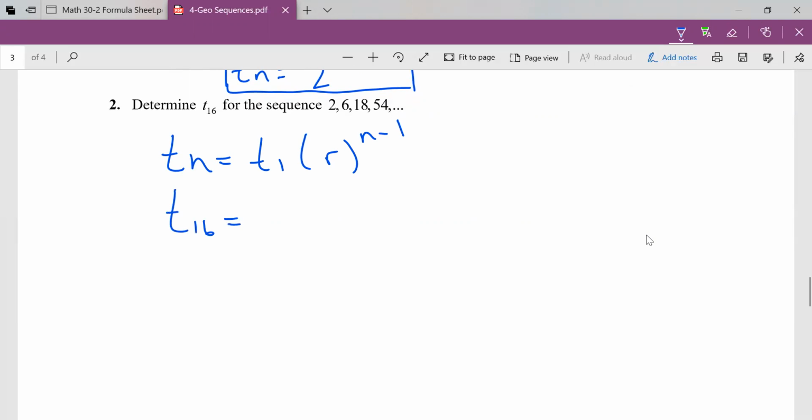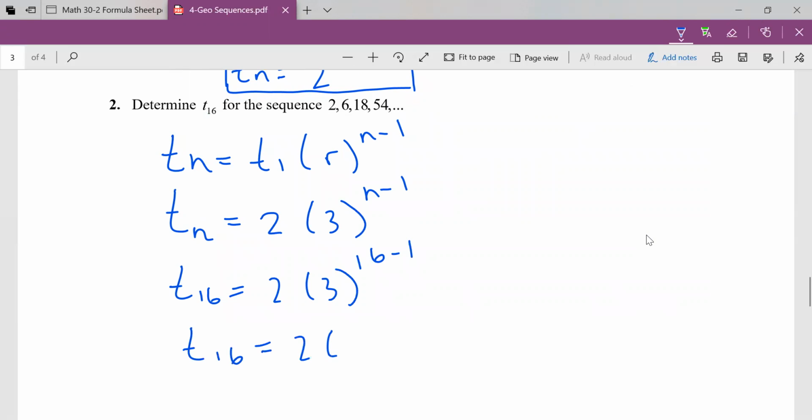Term 16. Well, T1 is 2. The ratio is 3. Just like that. There's my general term. Maybe I should have done this first. There's my general term. And now I want term 16. So I sub in n is 16.